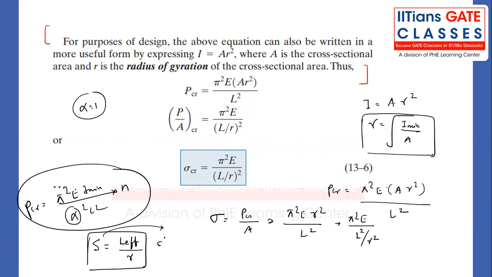S is nothing but the slenderness ratio. It is a ratio of the effective length to the least radius of gyration, right? Very, very important. So the final formula will be: critical stress can be written as pi square E divided by S square. Very important.